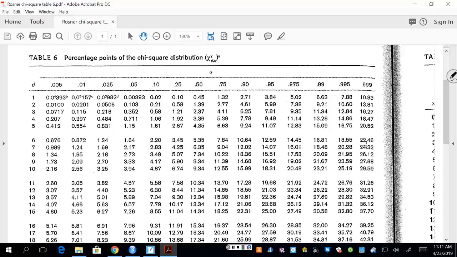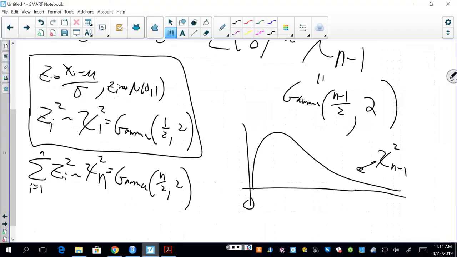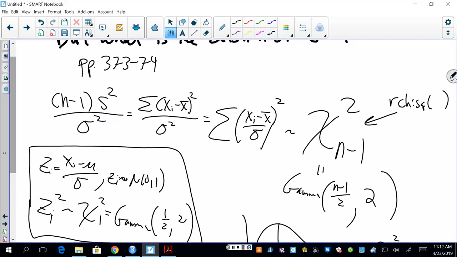So the chi-square distribution would be like this picture, the median somewhere about here. And you get things up here like the 95th percentile, or the 5th percentile. And that table gives you those different cutoffs. So this kind of standardized version of S squared has this distribution.